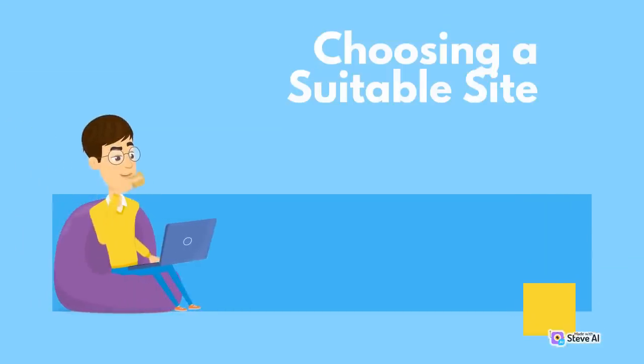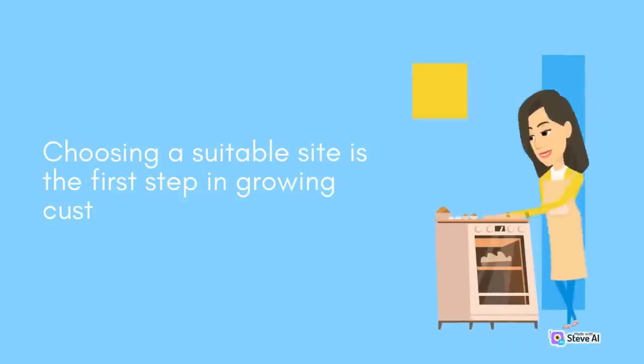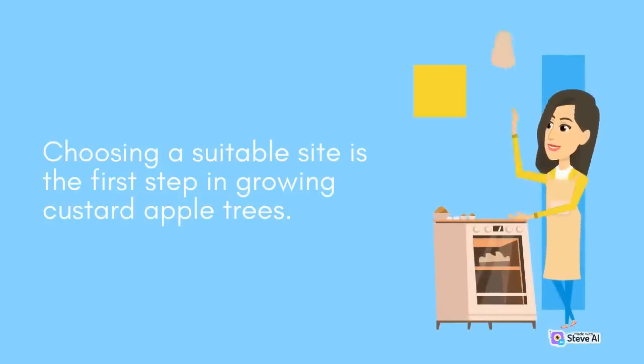Choosing a suitable site. Choosing a suitable site is the first step in growing custard apple trees.